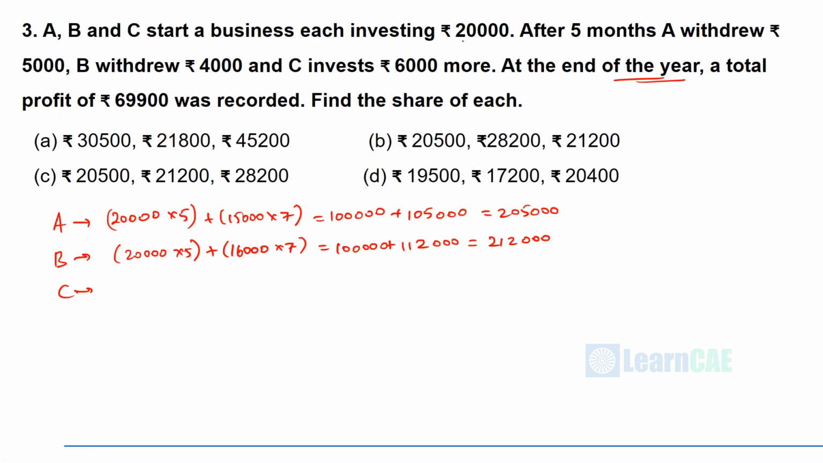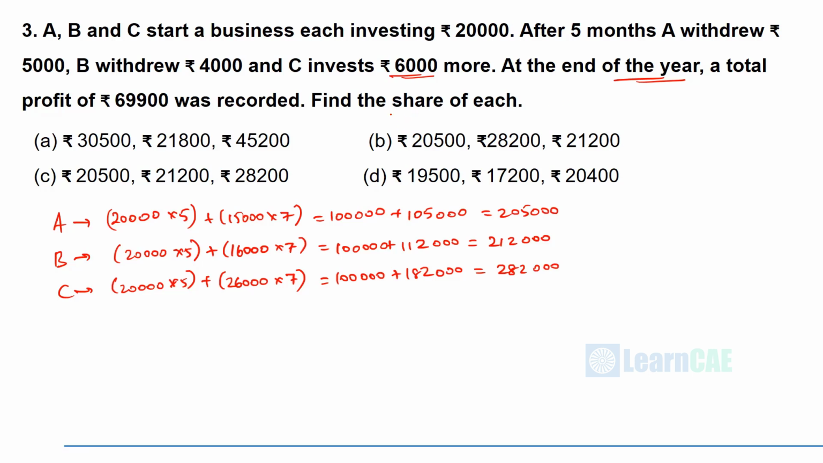C. So C has invested 20,000 initially till 5 months. We shall write that. Plus he has invested 6,000 more. That is, the capital left out is 26,000 for the remaining period of 7 months. Okay. So we shall calculate this. This is 1 lakh plus 6 sevens are 42, 4, 2 sevens are 14, 14 plus 4 is 18, followed by 000. So this is equal to 282,000. The value will be the product of months and amount.